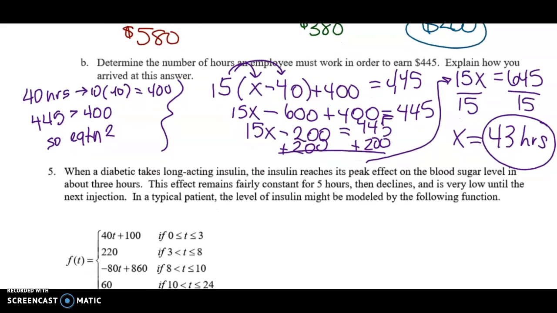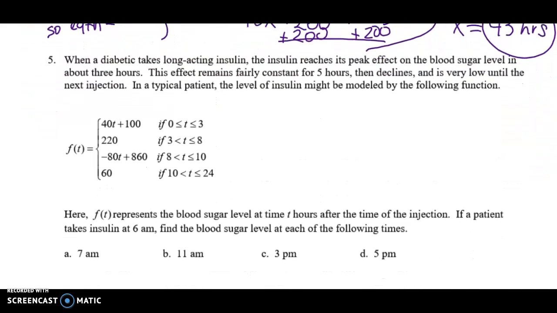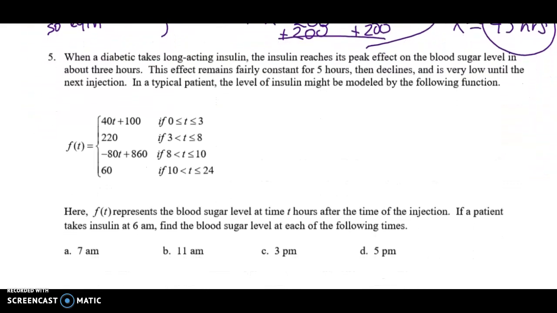Okay, number 5. When a diabetic takes long-acting insulin, the insulin reaches its peak effect on the blood sugar level in about 3 hours. This effect remains fairly constant for 5 hours, then declines and is very low until the next injection. In a typical patient, the level of insulin might be modeled by the following function. Okay, so they've modeled what they just described in words in this function right here.